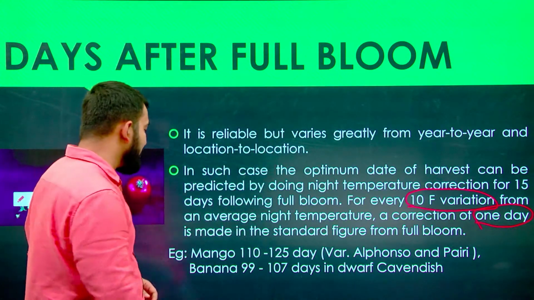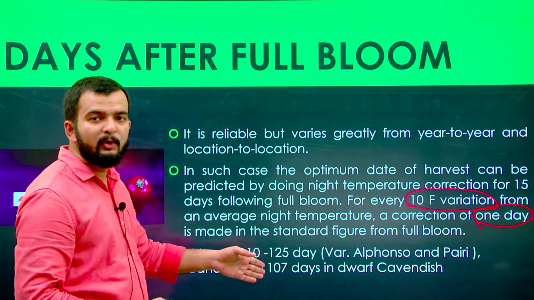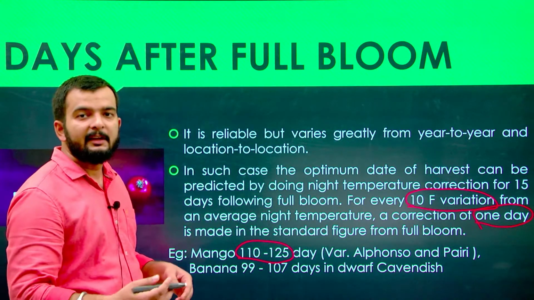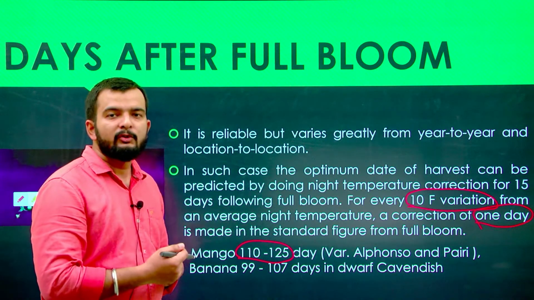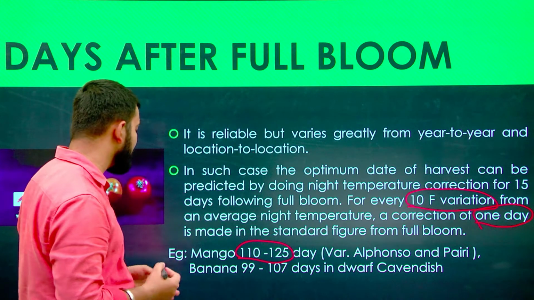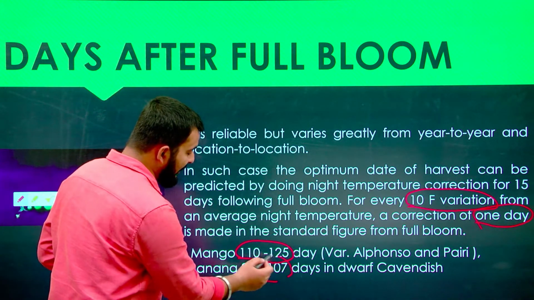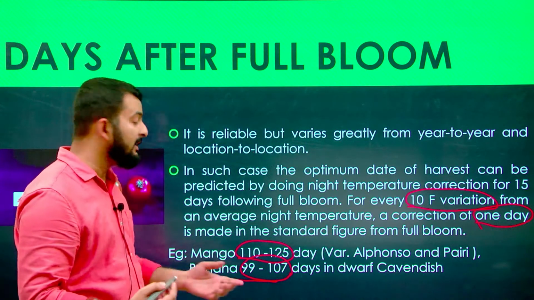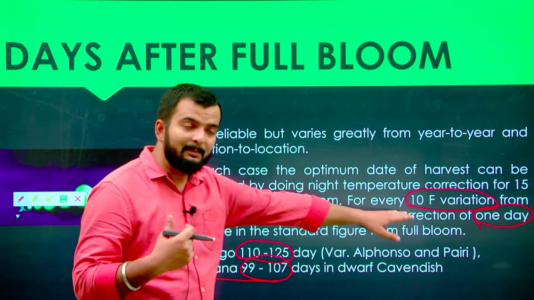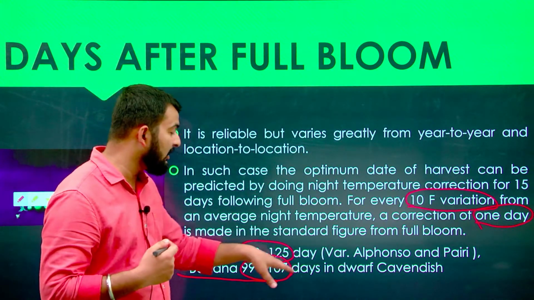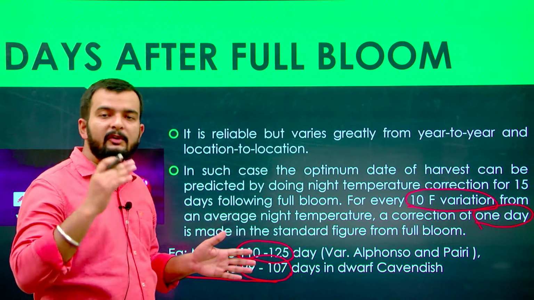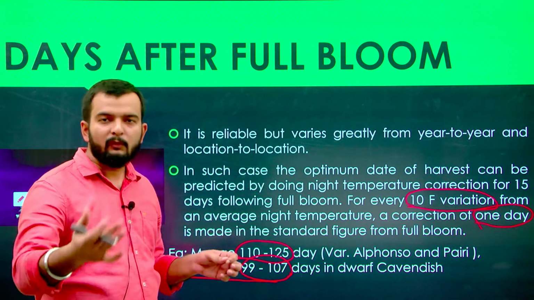Okay. Now an example is mango. In case of mango, after the full bloom the mango is usually harvested after 110 to 125 days. Like after the flower has bloomed, your maturation or harvesting will take place after 110 to 125 days. And in case of bananas, the harvesting may take place 99 to 107 days after the flower has bloomed. Now talking about temperature variation, suppose during this banana cultivation, the temperature was usually around 25 degree Celsius, which corresponds to about 40 degree Fahrenheit.